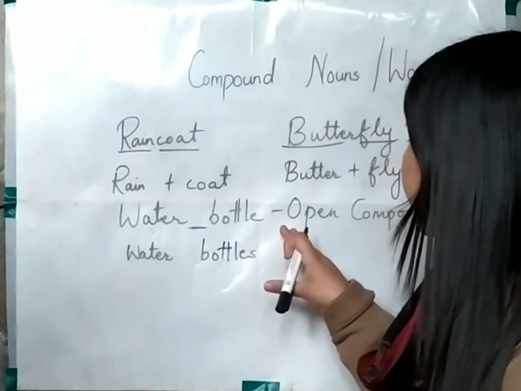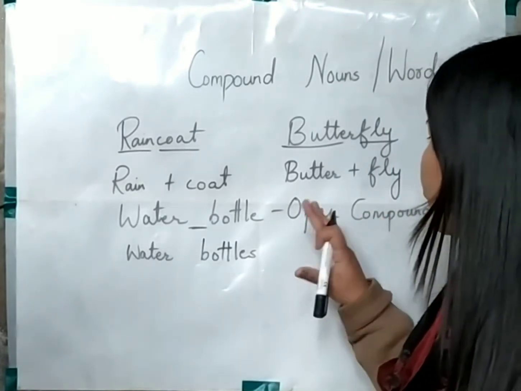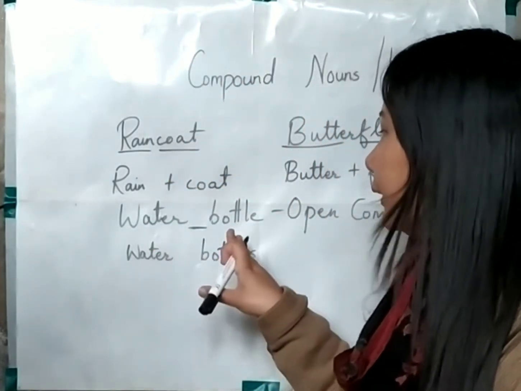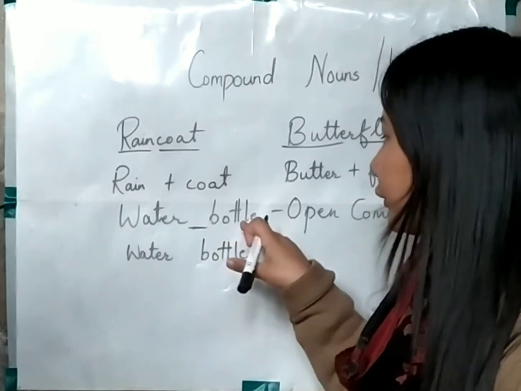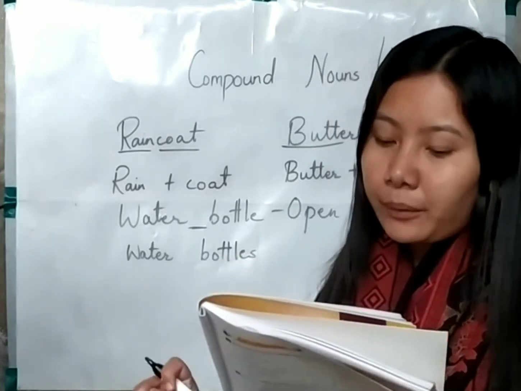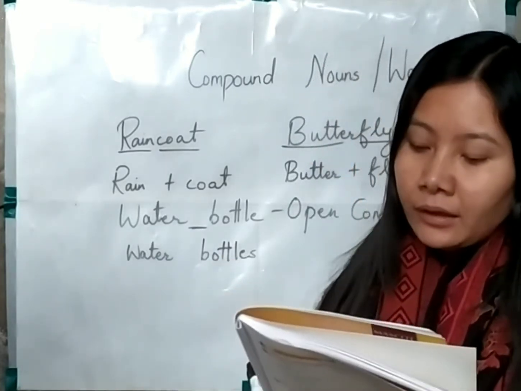So what did the book tell you? The book told you that when you combine words, we are forming compound nouns or compound words, and if there's a space between the words, this is called an open word. These kinds of words are called open compound words. Further it said the plural is formed by adding s or es to the base word. Over here we have simply added s in order to form the plural of the word bottle, bottles. So the plural is formed by adding s or es to the base word.